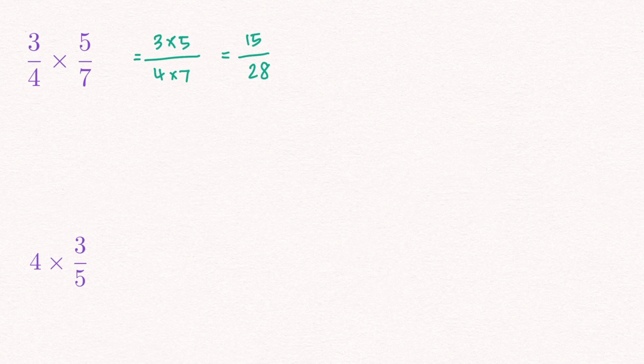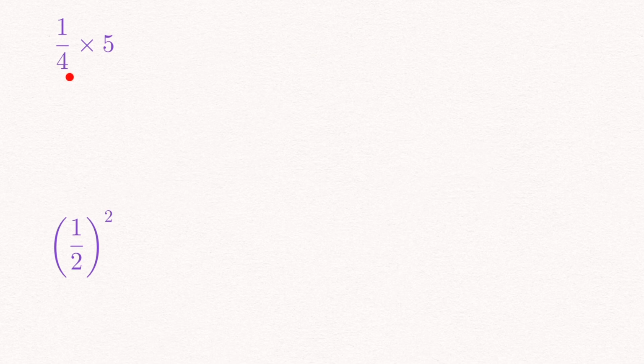But what about when you have a question like this one on the bottom? I have a 4 as a whole number and I have 3 over 5. Well, when you have a whole number, you know that it can be written as 4 over 1. So we can write it as 4 over 1 times 3 over 5. 4 times 3 is equal to 12. And 1 times 5 is equal to 5. So the answer for this question is 12 over 5.